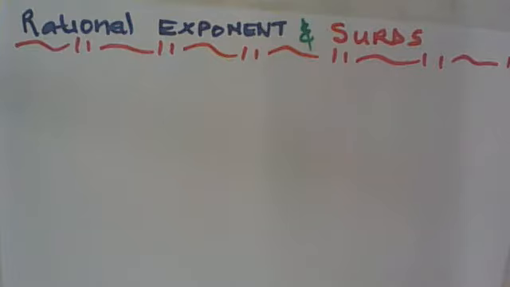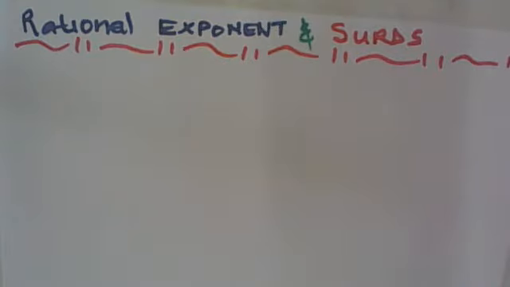Yes, today's topic is rational exponents and surds. Guys, the first thing that we already know is what are exponents and what are surds. Surds are all the numbers which are under the radical sign. So there is a relationship between exponents and surds. Let us try to find the relationship.